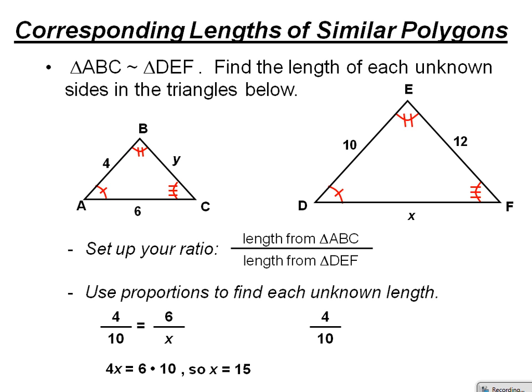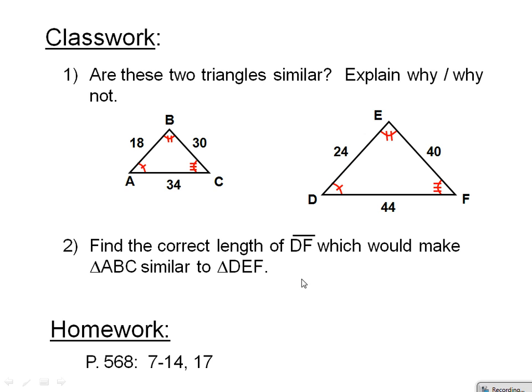If we wanted to find length y, we still begin with the same ratio, 4 over 10, except now we'll use y and its corresponding side, 12. So we set up the proportion 4 over 10 equals y over 12. Cross multiply and solve. So y has to equal 24/5. Thus concludes today's lesson.